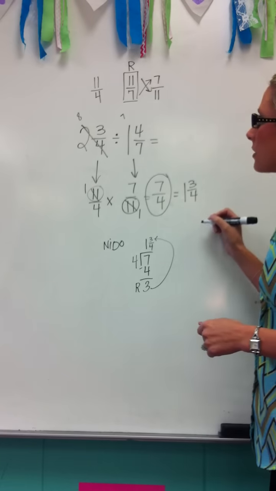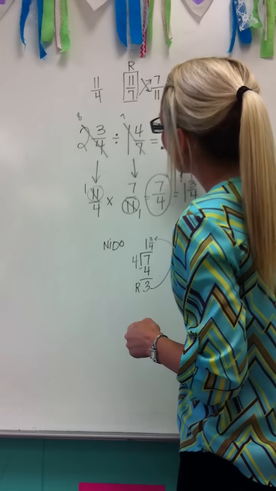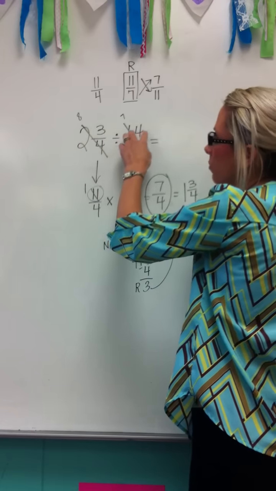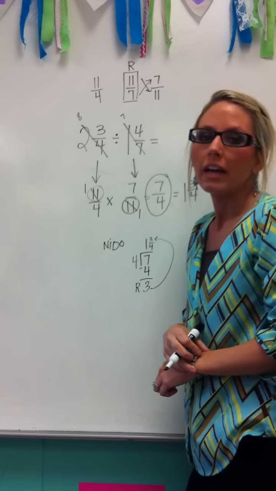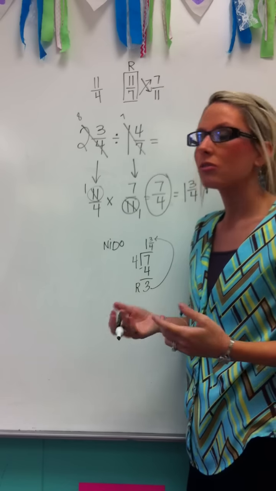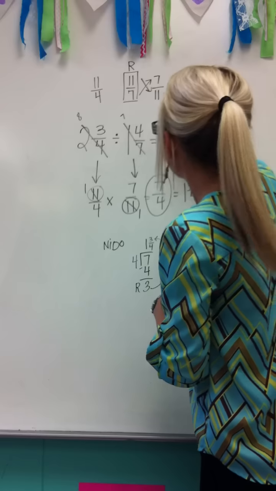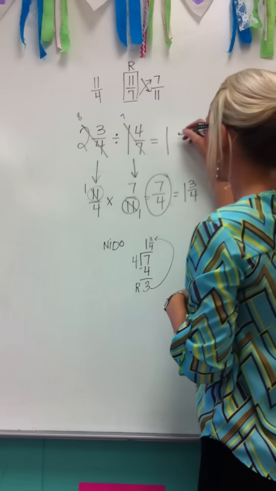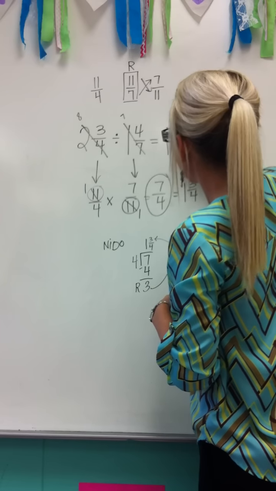Okay? So instead of having 2 3/4 divided by 1 4/7, we had to change it into a multiplication problem, but we do get the answer of division. So 2 3/4 divided by 1 4/7 is 1 3/4.